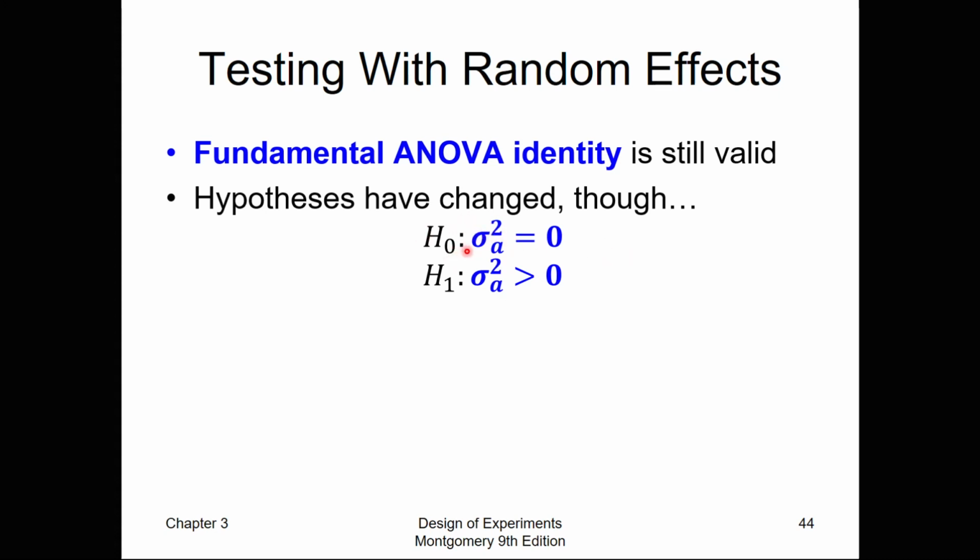Now, because variances are always positive, the alternative hypothesis is that there is variation. So you either don't have variation or you do have variation, but you don't have negative variation. So in this particular case, our alternative hypothesis is always going to be written as a one-tailed hypothesis, that you do have variation among the factor effects. So either you don't, that's our null hypothesis, or you do have variation among factor effects.